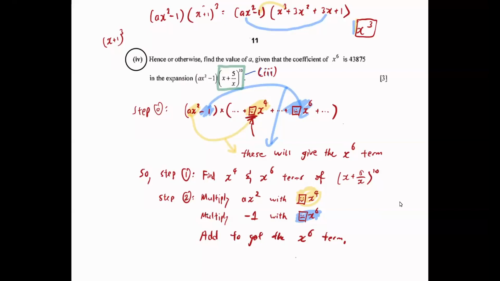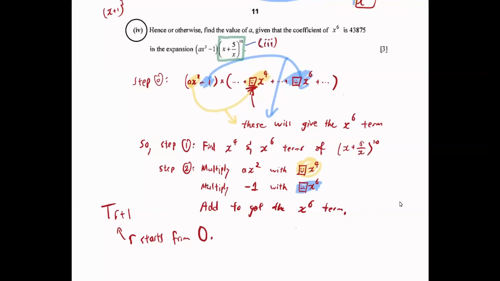Okay. Sorry, no, our R starts from 0. TR plus 1, R starts from 0. So 0 plus 1, that's how we get T1, the first term. The counting of the term starts from index 1, so the R must start from 0. N choose 0, N choose 1, N choose 2. Okay? Then you do on your own now.